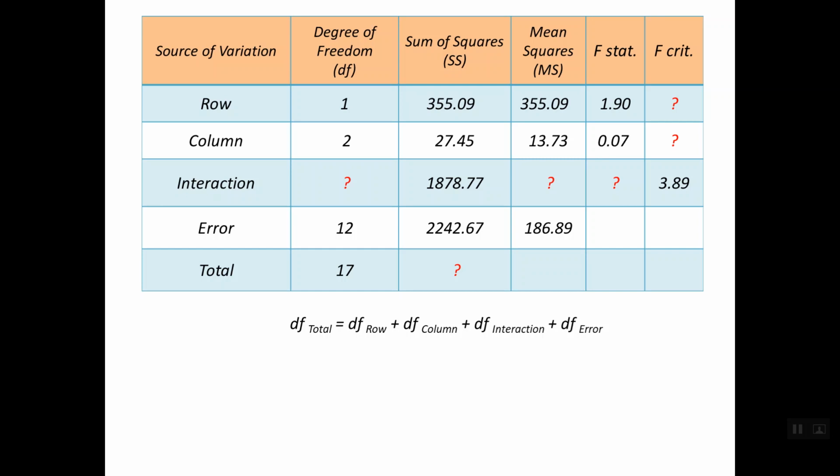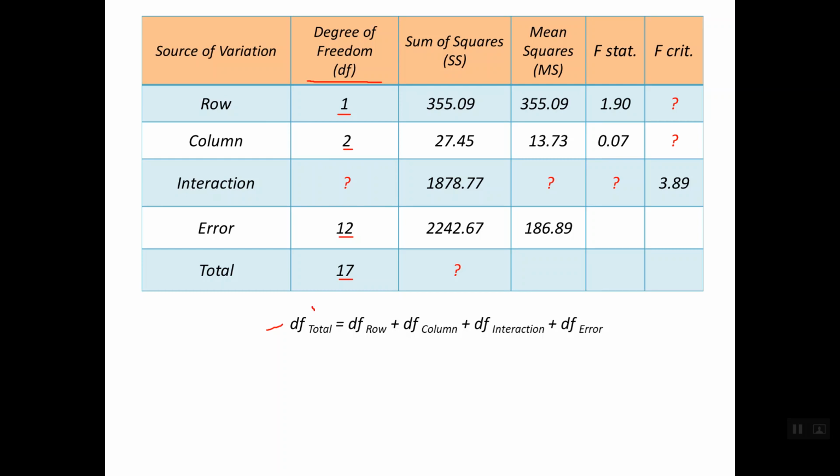Now, if you check the column related to the degree of freedom, the df for the first factor is known, for the second is known, for the interaction is missing, for the error is known, and the total is known. So you know the formula for how to calculate the total degree of freedom by summing up all the degrees of freedom of the rest.